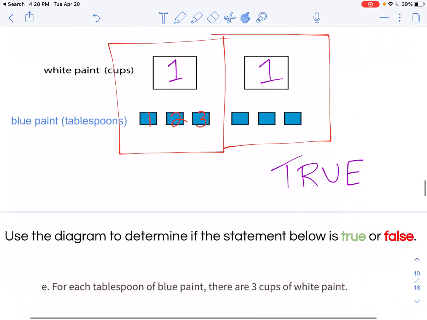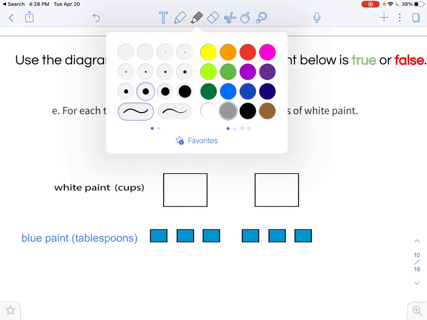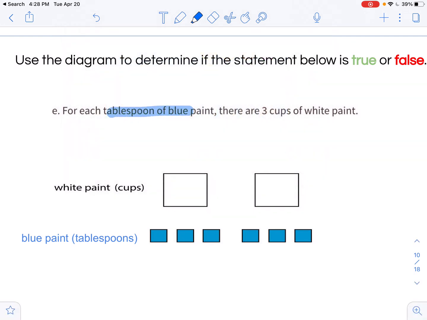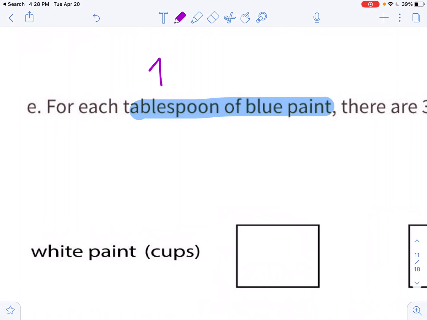All right, we're doing great. Let's keep on going. What about this one? Is this one true or false? For each tablespoon of blue paint, there are 3 cups of white paint. All right, I think they're being kind of tricky here. This one says, for each tablespoon of blue paint. So again, notice there's no S here. So this means 1 tablespoon of blue paint.